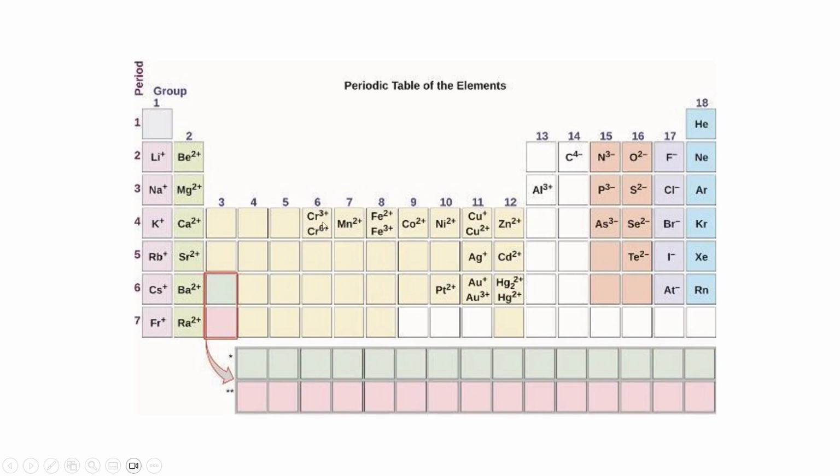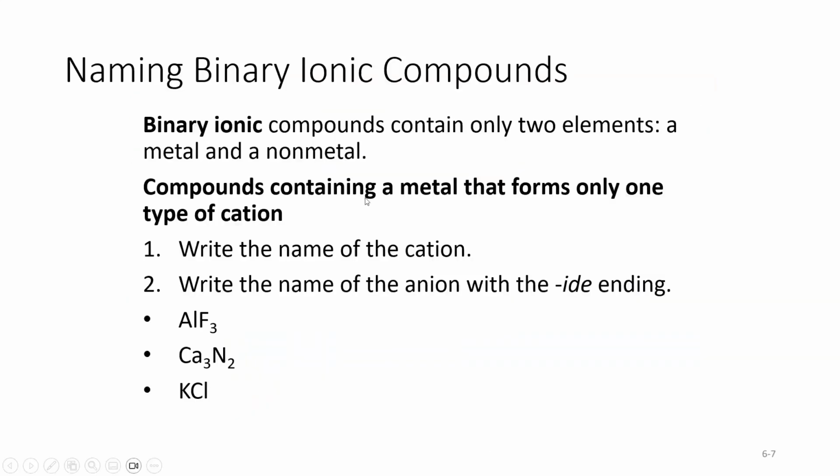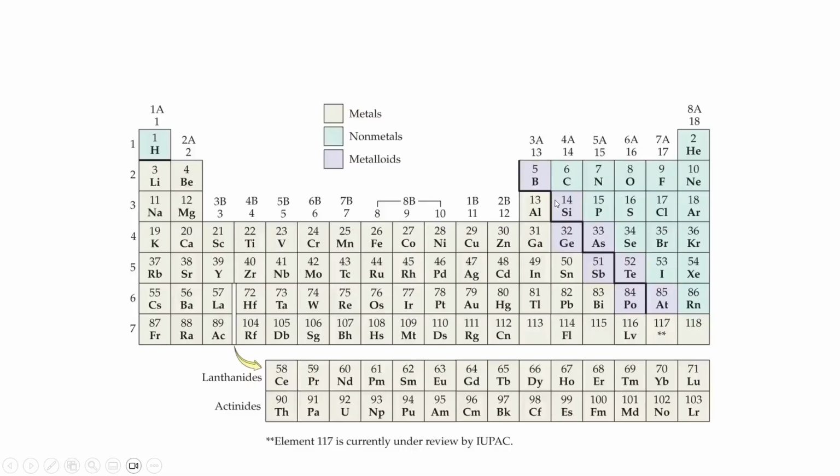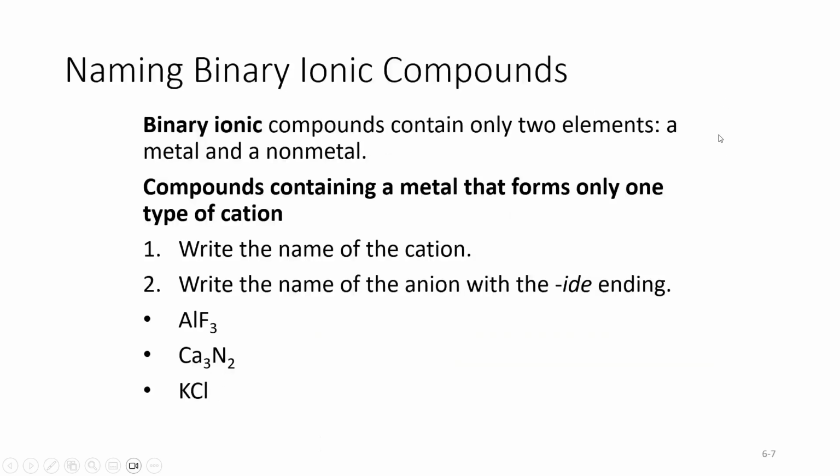But there are elements in the periodic table in the transition metals area that can form ions with multiple types. So what we're talking about first is compounds containing a metal that forms only one type of cation. So we're talking about these main group elements where we know that they form only one type of cation. So you're going to write the name of the cation. So for this first one, if we look up Al on the periodic table of elements, we know that Al is for aluminum.